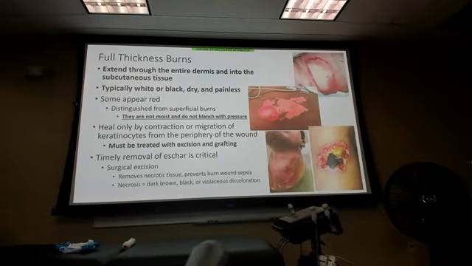Alright, full thickness burns, so all the way through the dermis and into the subcutaneous tissue, so this is full thickness tissue loss, okay? It's going to be either white or black, okay? It's going to be very dry, and it's not gonna hurt. These are not painful, okay? Why do you think that is?